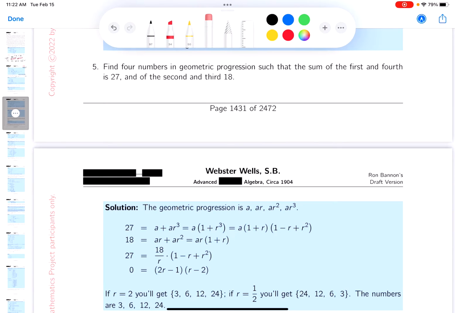Again, we're on the fifth problem. We're moving forward. It says find four numbers in geometric progression. I'll write that down for you. It would look like this over here.